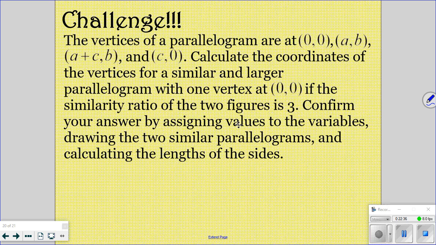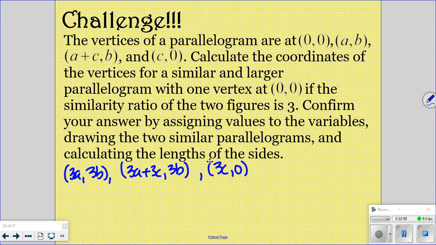So one of them is going to still be 0, 0. The other vertex could be 3 times A, 3 times B. Another one would be 3 times A plus 3 times C, and then 3B. And then the third one would be 3C and 0. You're just going to multiply everything by 3 because that's your similarity ratio. And then you can draw them out and actually calculate it to confirm it. But those would be your vertices that you would have. So hopefully y'all got those right.